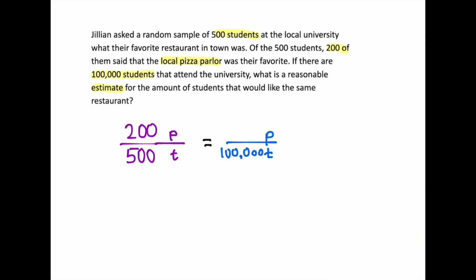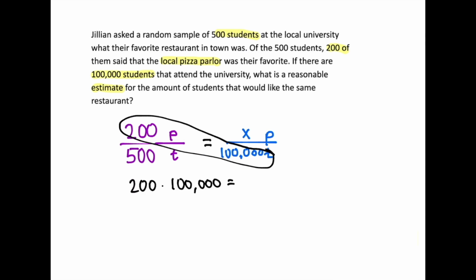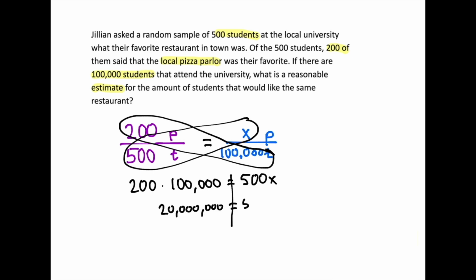We know the total amount of students at the university was 100,000, and we want to know what would be a good prediction for how many like the pizza parlor. Now that we've written our proportion, we can solve it by cross-multiplying. We know that 200 times 100,000 is going to equal x times 500, or 500x. When you take 200 times 100,000, you get 20 million, and that still equals 500x.